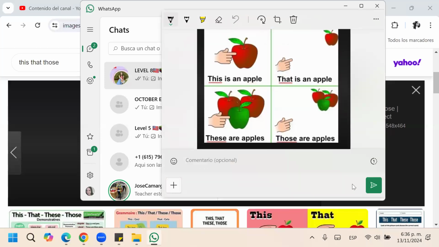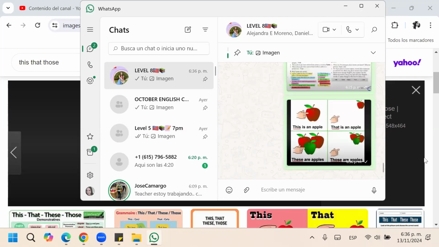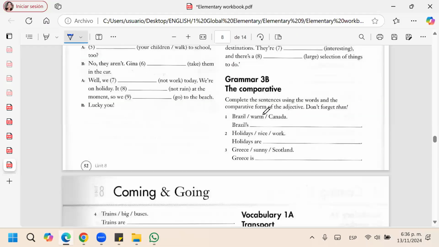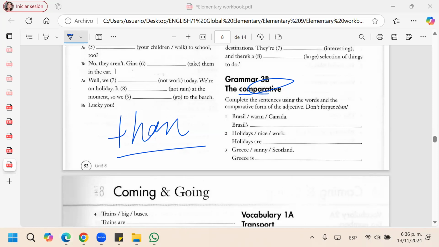It's easy. Let me change this here. Okay. So when we compare, here we don't use that, we say than. Than is what we put between two or three or more people or things or objects: bigger than, better than, more expensive than, more intelligent than. We use than.